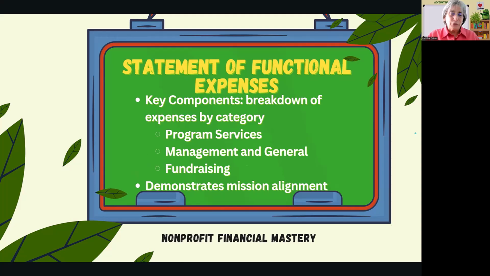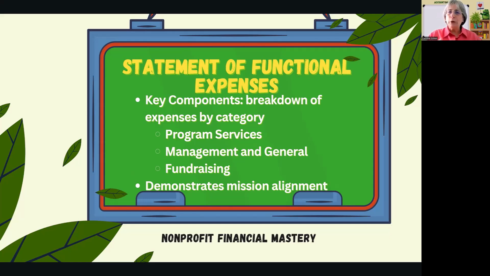The third financial statement we want to talk about is the statement of functional expenses. This is something that's unique to the nonprofit world. So what we do here is we take our expenses and we categorize them. Did we spend this money for program services? Did we spend it for management in general or administrative costs? Or did we spend it for fundraising?